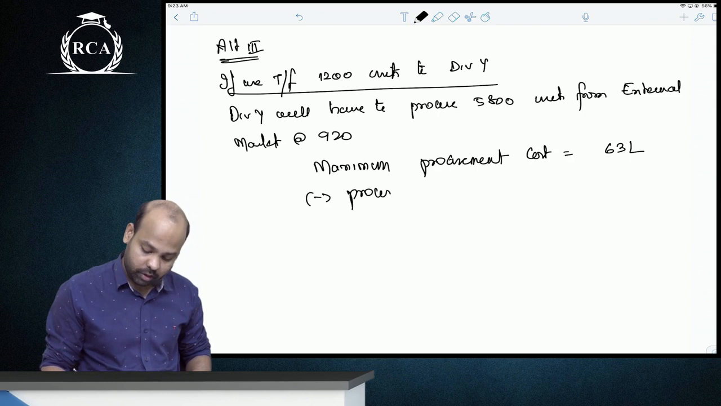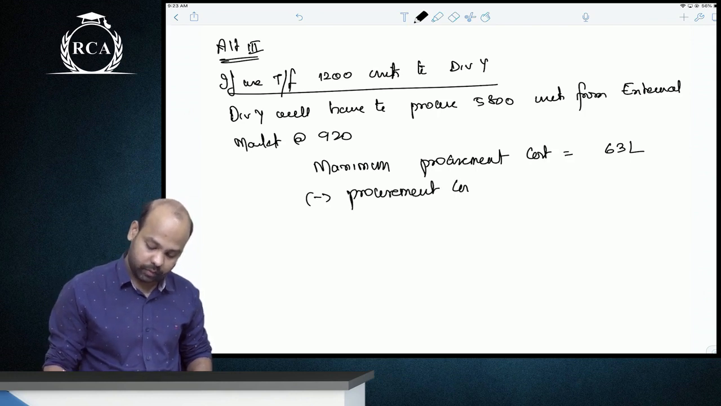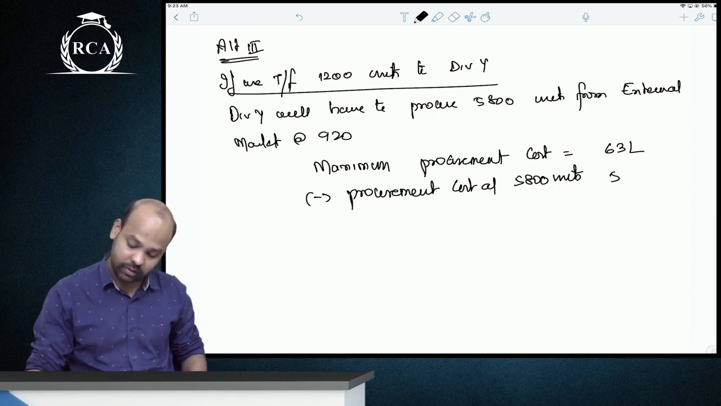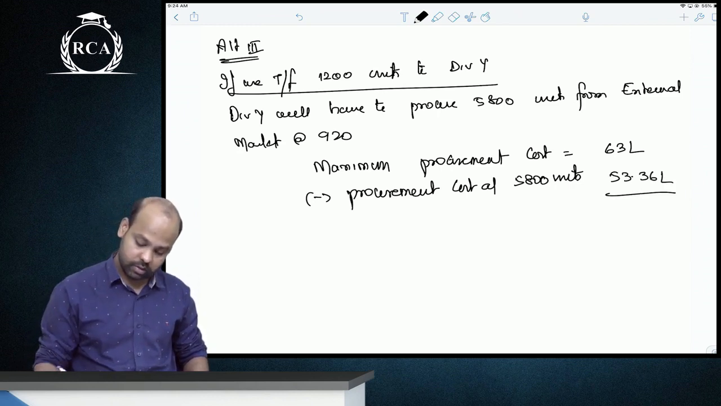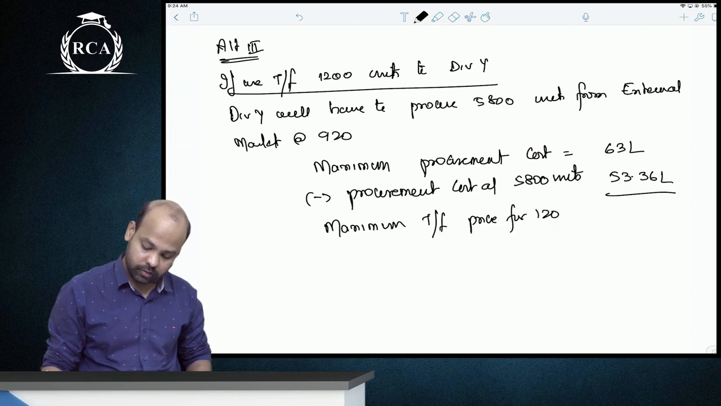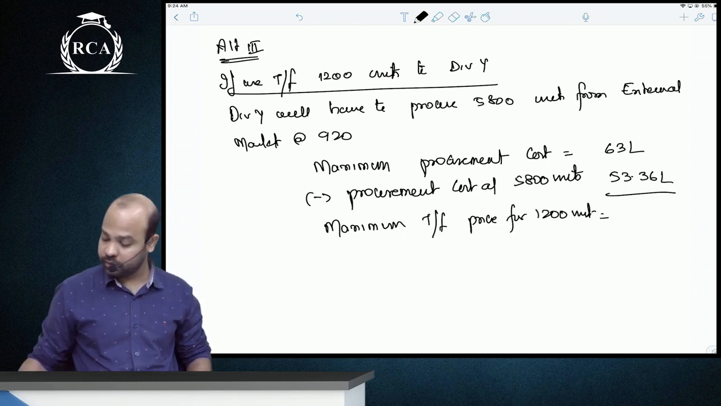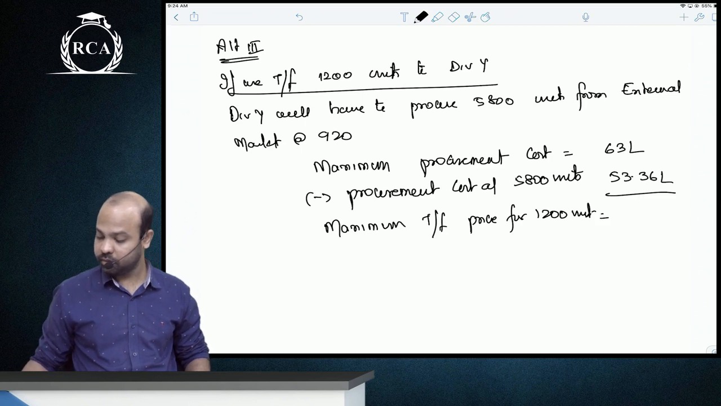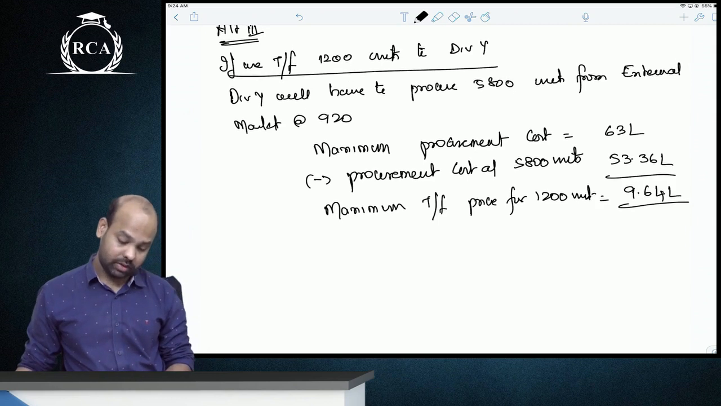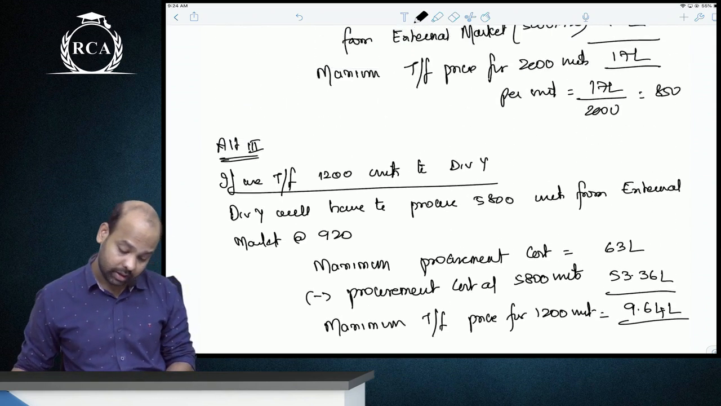The procurement cost, beta, of 5800 units is 5800 into 920, guys, 53 lakhs 36,000. So the maximum transfer price for 1200 units is 9,64,000. This would be the maximum transfer price, beta, for 1200 units.